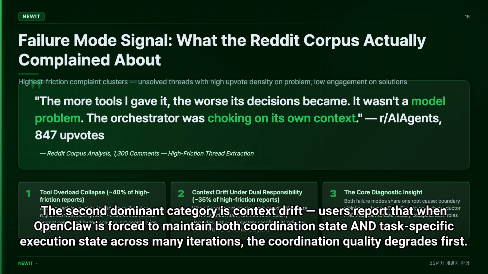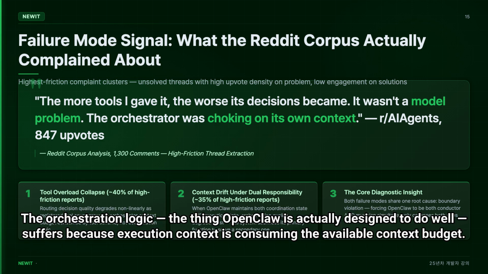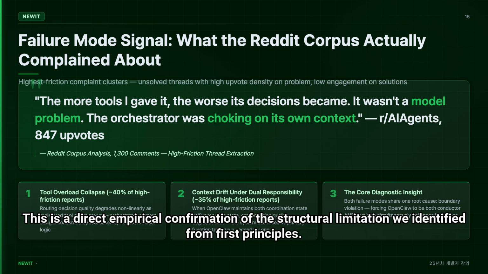The second dominant category is context drift. Users report that when OpenClaw is forced to maintain both coordination state and task-specific execution state across many iterations, the coordination quality degrades first. The orchestration logic, the thing OpenClaw is actually designed to do well, suffers because execution context is consuming the available context budget. This is a direct empirical confirmation of the structural limitation we identified from first principles.